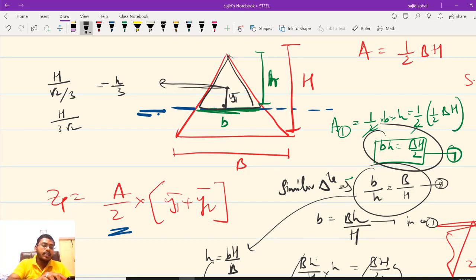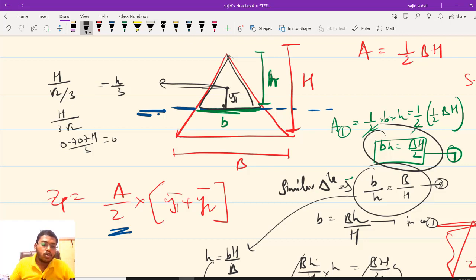कितना है y1 bar? Please calculate. So what is this distance? y1 bar का distance H divided by 3 into root 2. H by root 2 is 0.707 H divided by 3. So how much you should be getting? Just calculate. 0.707 H divided by 3.